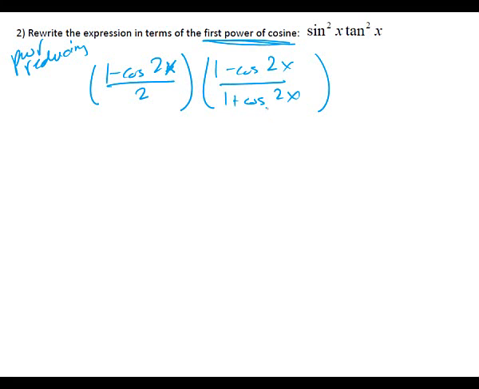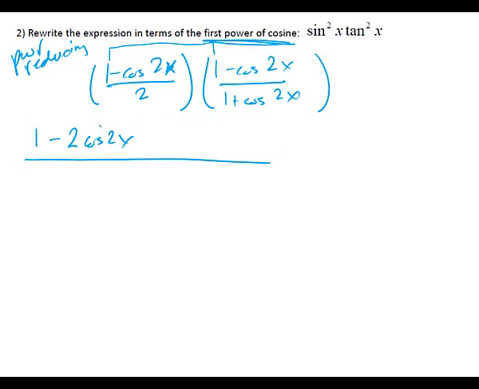Okay. All right. Unfortunately, I'm going to have to FOIL this. Because I have to make sure it's down into the first power of cosine and it's simplified. So we're going to go for our FOIL. So what's 1 times 1? 1. All right. 1 times negative cosine 2x is what? And then how many times am I going to have that? Twice. So I've got 2 cosine 2x.